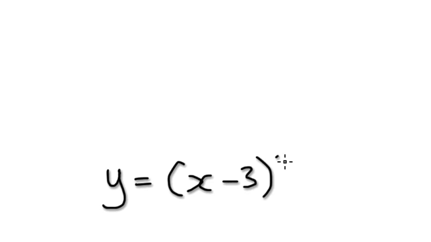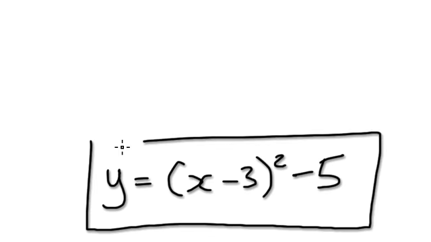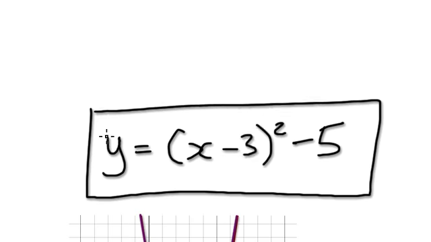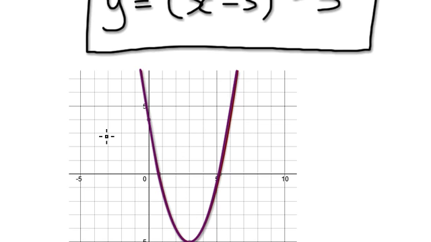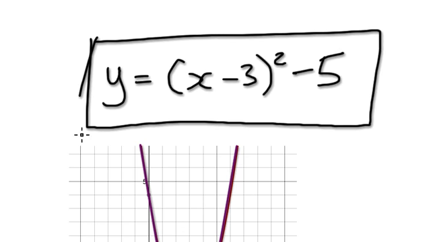In this video, I will show you how you can use your knowledge of transformation to sketch graphs. So for example, if I were to ask you to sketch this graph here, y equals, let's say, (x minus 3) squared minus 5, how would you go about sketching this graph? Okay, so you can use your knowledge of transformation to do this. So we are trying to sketch this graph here.